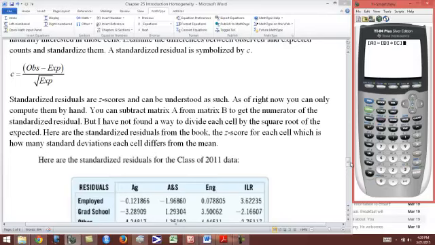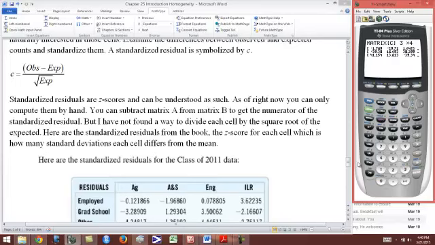Matrix C. Okay, so I hit enter. All right, so now we can look at it. It's easier to look at inside the program, so I'm going to go to edit, and matrix C, number 3.